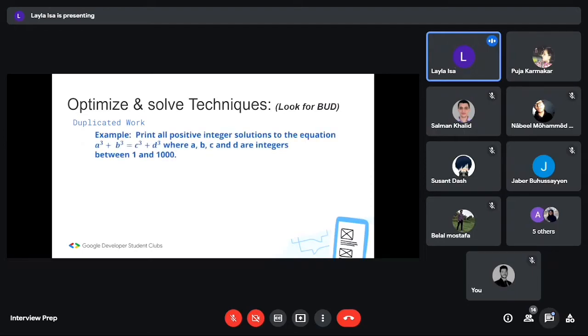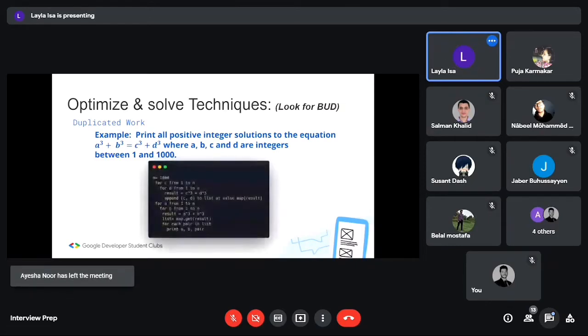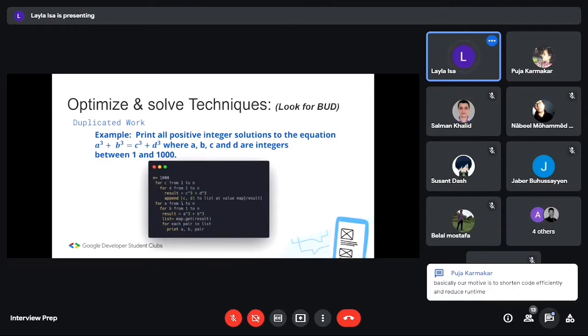Duplicated work. The same example: a cube plus b cube equals c cube plus d cube, where a, b, c and d are integers between 1 and 1000. So here is the use of a dictionary, I mean hash tables. We will study this in the next chapter, I guess.